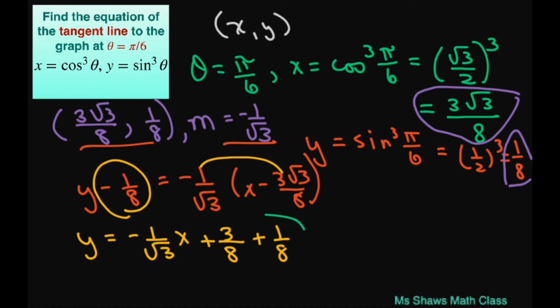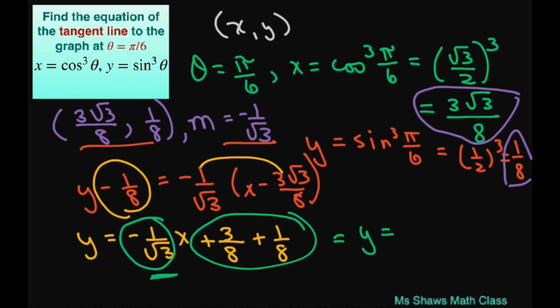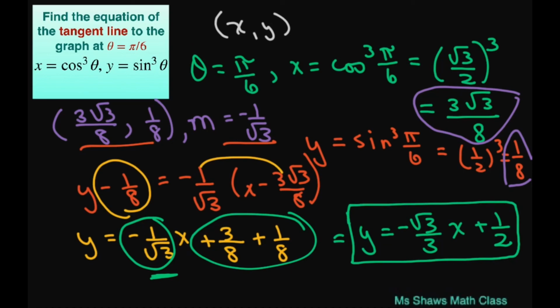Now, all we have to do is add these two, and we're going to get y equals, if you want, we can rationalize the denominator. You can leave it like that, but we could write it as negative square root of 3 divided by 3 if you rationalize the denominator, plus 4/8, which is 1/2. So this is your equation of the tangent line.